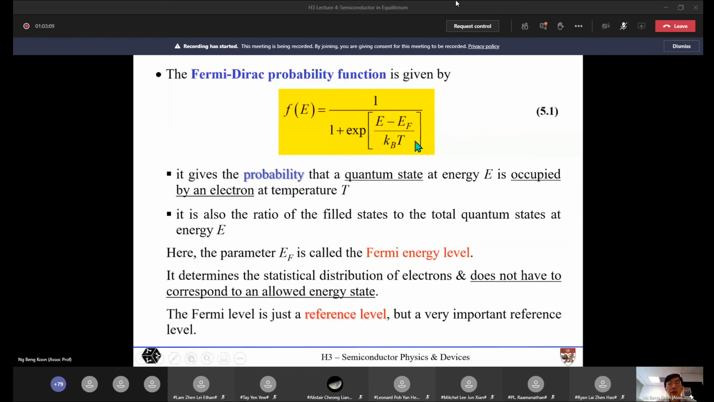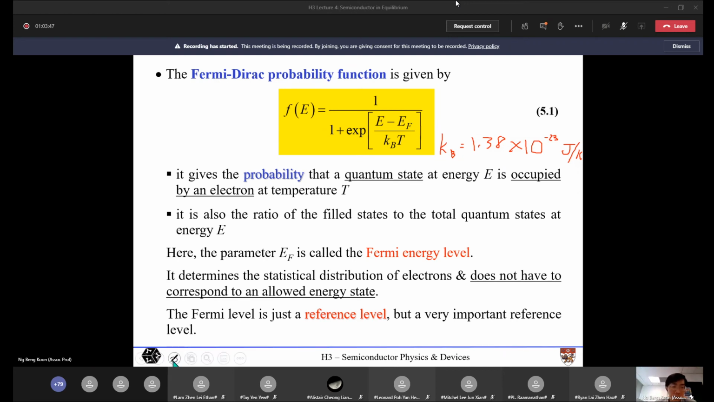Okay, it's a reference level. Kb is the Boltzmann constant. The Boltzmann constant is basically just a physical constant. If you refer to the table of physical constants, it has a value of 1.38 by 10 to the power of minus 23. The unit for this Boltzmann constant is joules per Kelvin. That's your Boltzmann constant.